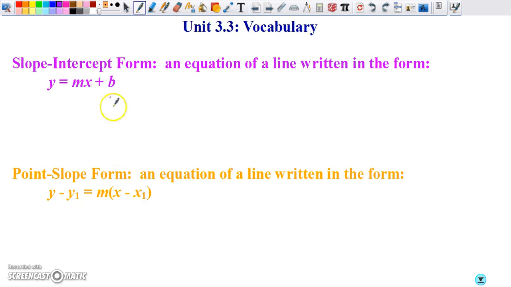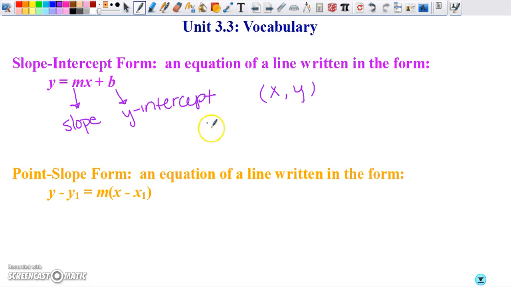Now we have two forms, and these may actually be on your formula sheet for the SOL. I'm going to have to double check, but we have slope-intercept form, so it looks like this, y equals mx plus b. M is the slope, b is the y-intercept, and then your x and y is just a coordinate point. And remember that y-intercept is where it crosses the y-axis. So it's always going to be where your x is 0 and then whatever your y value is.